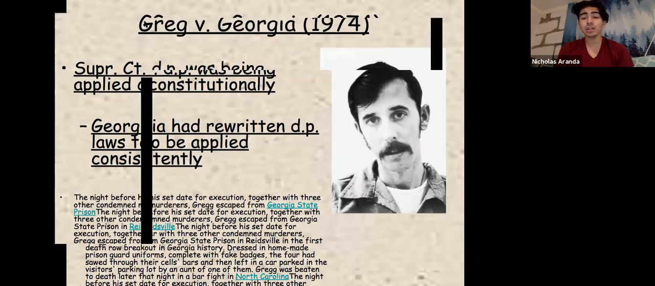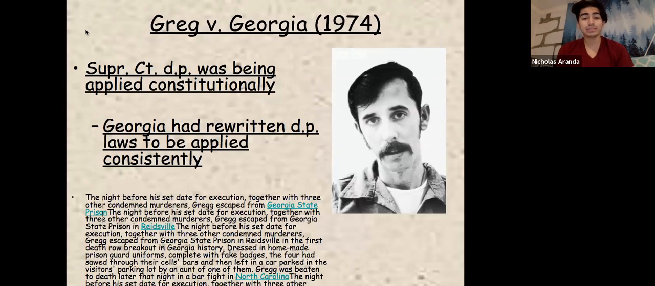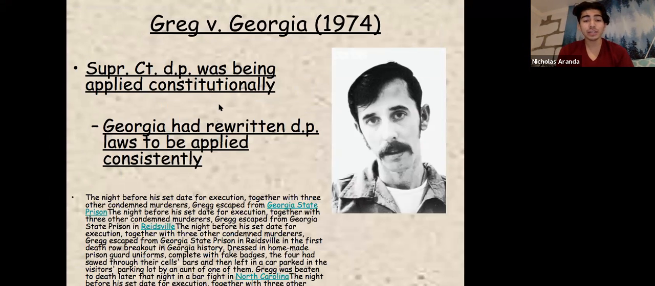Gregg v. Georgia, 1974, the Supreme Court ruled that the death penalty was being applied constitutionally. Georgia had rewritten its death penalty laws to be applied consistently. So here's some context. The night before his set date for execution, together with 3 other condemned murderers, Gregg escaped from the Georgia State Prison.